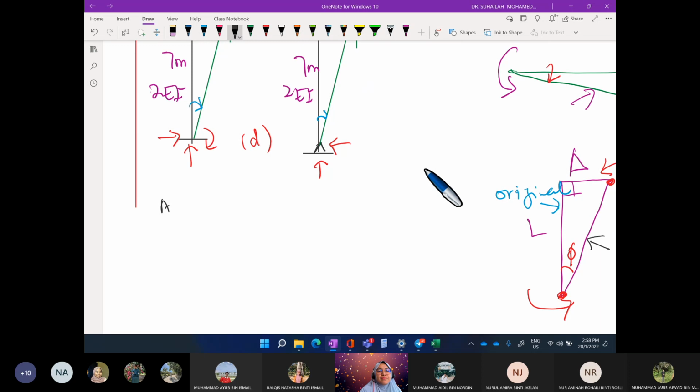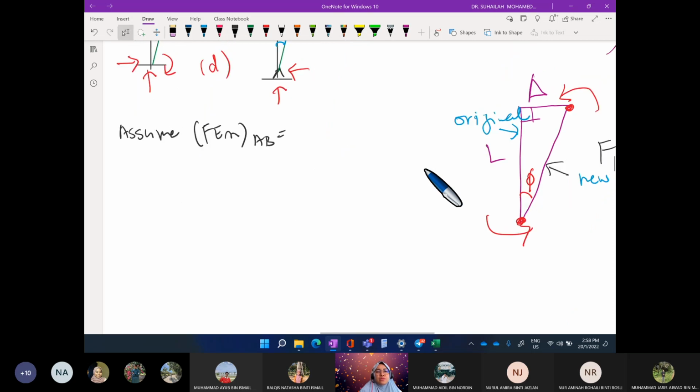So we have to make assumption. We have to assume FEM for member AB, which is equal to FEM BA, because both ends are fixed. This is equal to negative 100. The value is not important, but the sign is most important. This negative sign is compulsory. This 100, actually you can put 1000, you can also put 10, you can also put 1.